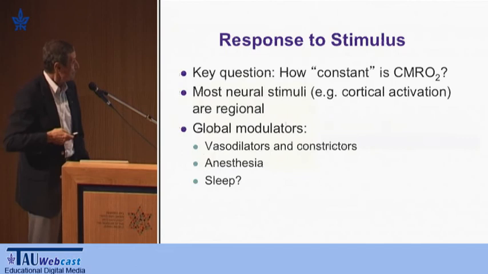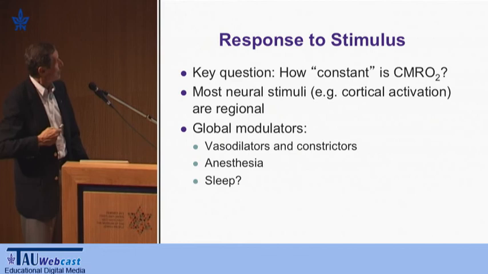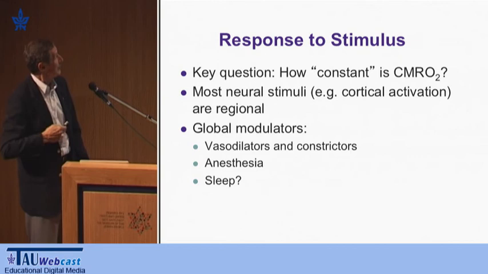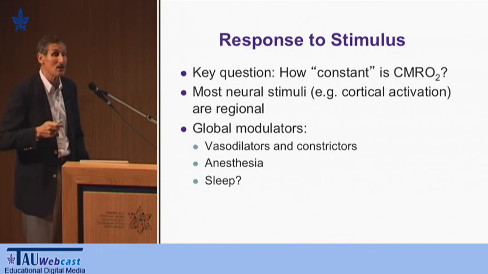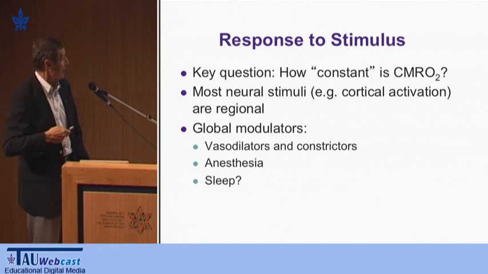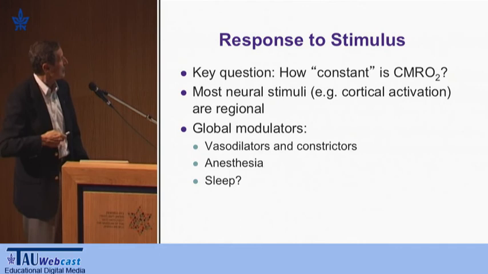The response to a stimulus. Here we investigate the key question: what happens if we apply a stimulus? Obviously, the most common neural stimuli, such as cortical activation, are regional. And I should say, and this is a limitation right now of this technique, that it is a global technique. It's not a regional technique. Nevertheless, there are many interesting neuroscience questions that can be addressed. The effect, for example, of vasodilators, hypercapnia. I'll show you an example.